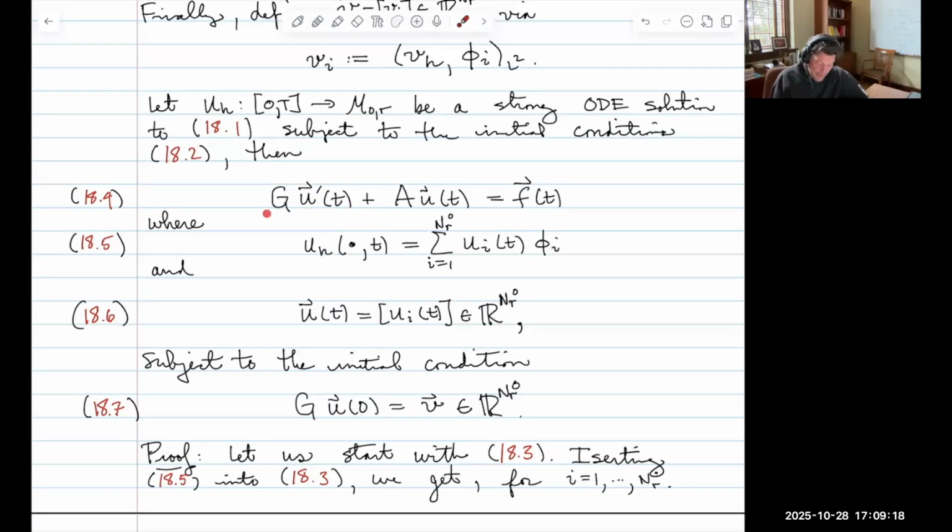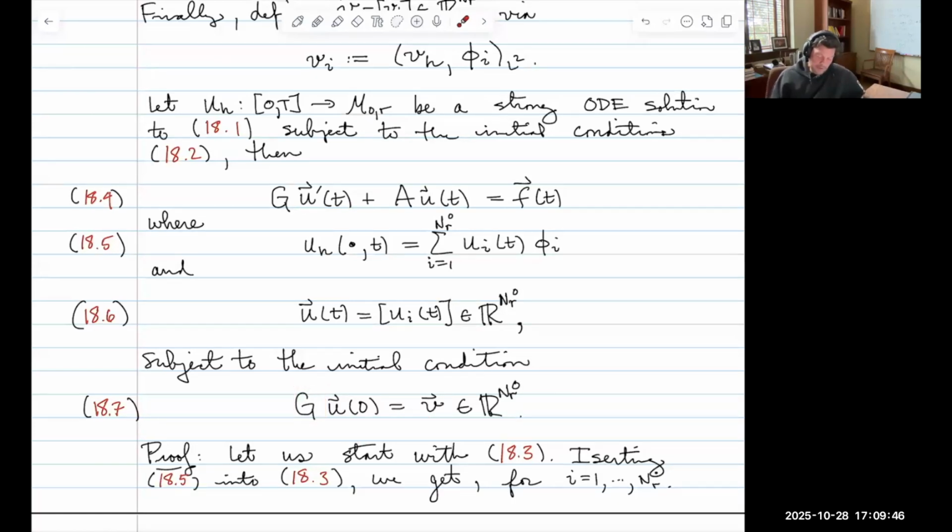That gives me a vector. I'm going to multiply that by G. G is called the mass matrix. And add that to the stiffness matrix times the solution vector. And that equals that F vector. Okay? And the initial condition is just going to be G of U at zero is equal to V. Or in other words, I could take this guy and invert it and throw it on that. U_0 is equal to G inverse times V.